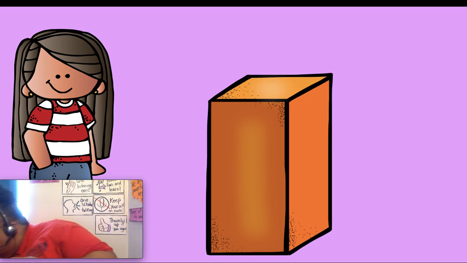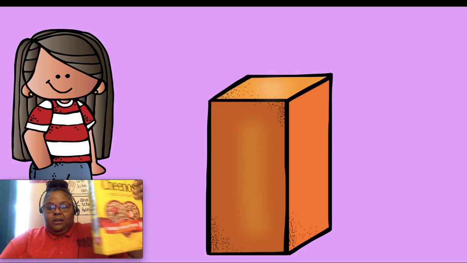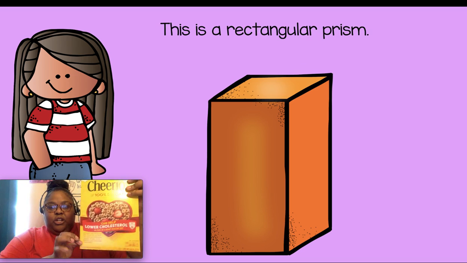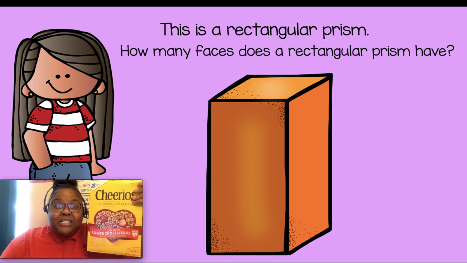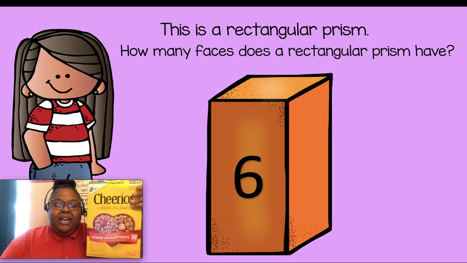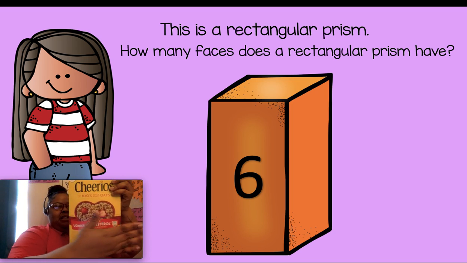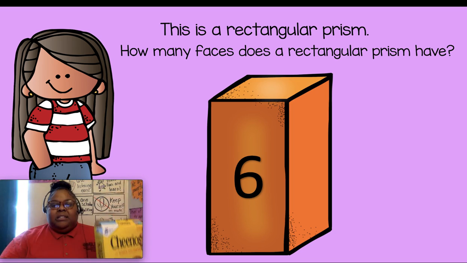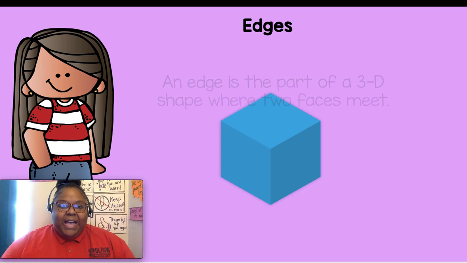Oh, I found this shape. This is my rectangular prism. How many faces does a rectangular prism have? It has 6. It has a top, a bottom, 2 sides, a front, and a back. 6 flat surfaces. Now we're going to talk about edges.